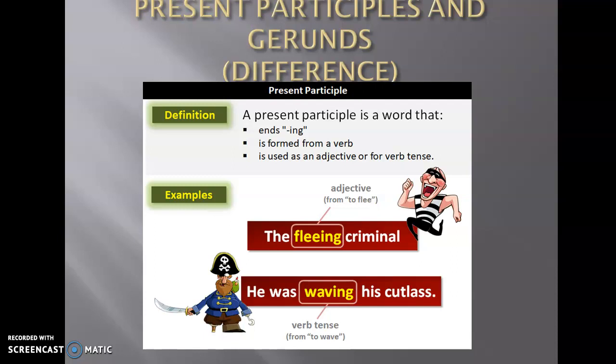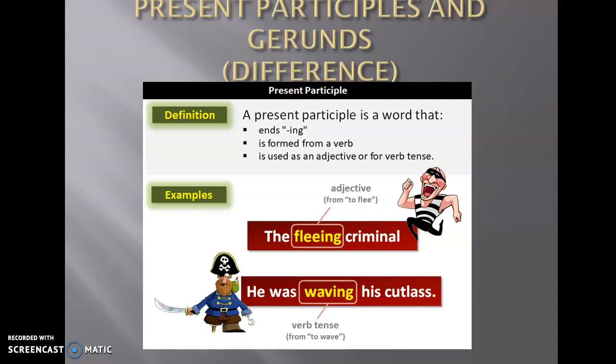The fleeing criminal. What kind of criminal? Fleeing. Here, fleeing is describing the noun criminal. So, it is acting as an adjective. So, fleeing is a participle. He was waving his cutlass. What was he waving? Cutlass. So, here, waving is acting as a verb, not as a noun. So, both these ing forms of verbs here are participles. Gerunds act as nouns and participles act as verbs, or they act as adjectives.